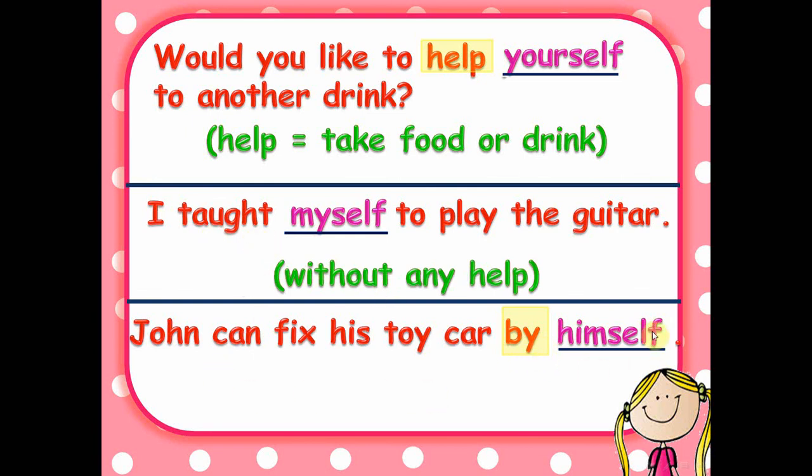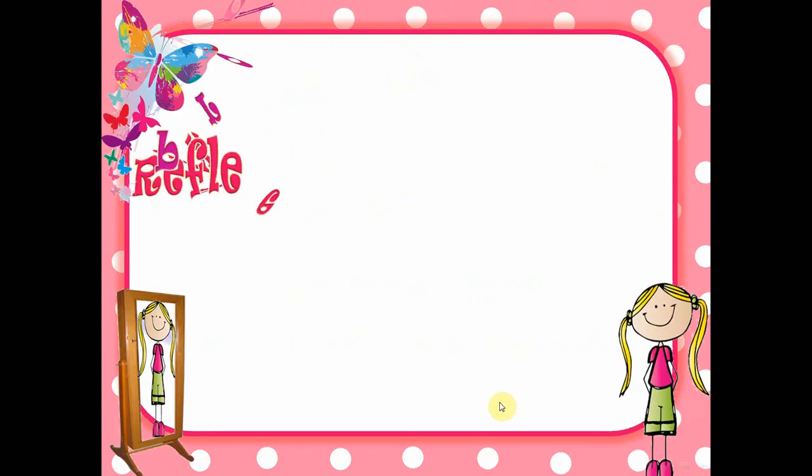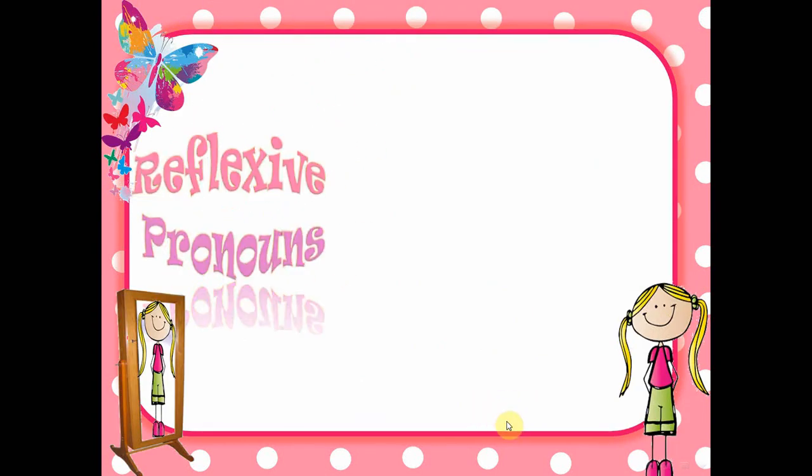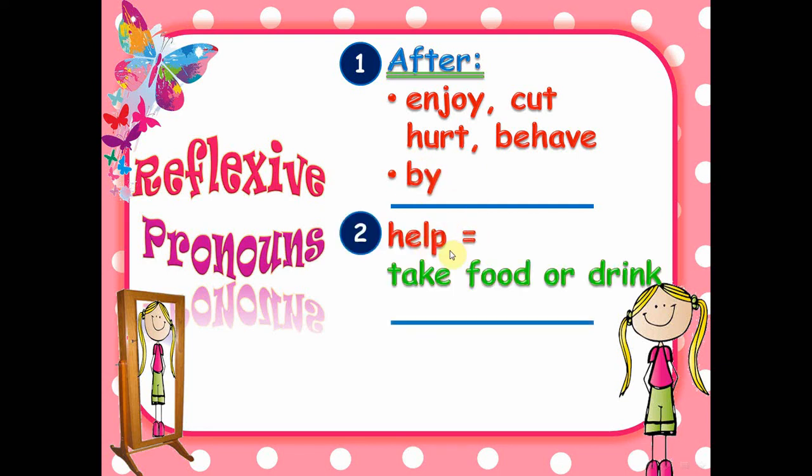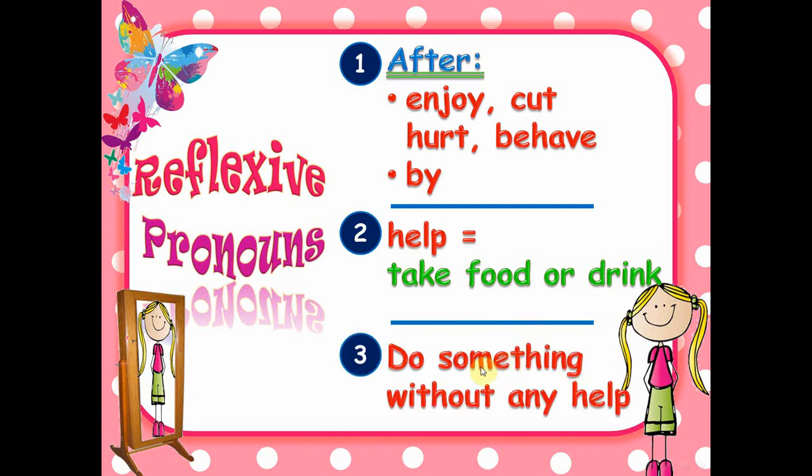By myself. So sometimes the reflexive pronoun comes after by. Great. Okay, let's recap the lesson. So reflexive pronouns usually come after enjoy, cut, hurt, behave, and after by. When I have the reflexive pronoun with the verb help, it means to take food or drink, and it means to do something without any help.